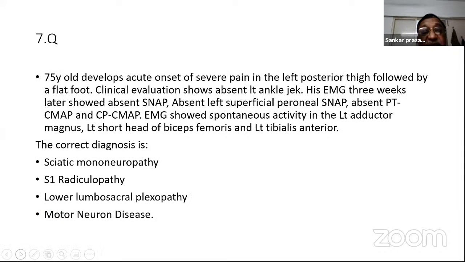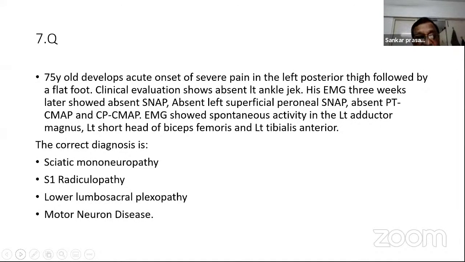A 75-year-old develops acute onset of severe pain in the left posterior thigh, followed by a flat foot. Clinical evaluation shows absent left ankle jerk. EMG 3 weeks later showed absent sural SNAP, absent left superficial peroneal SNAP, absent posterior tibial CMAP and common peroneal CMAP. EMG showed spontaneous activity in the left adductor magnus, left short head of the biceps femoris, left tibialis anterior. The correct diagnosis is: sciatic mononeuropathy, S1 radiculopathy, lower lumbosacral plexopathy, or motor neuron disease.